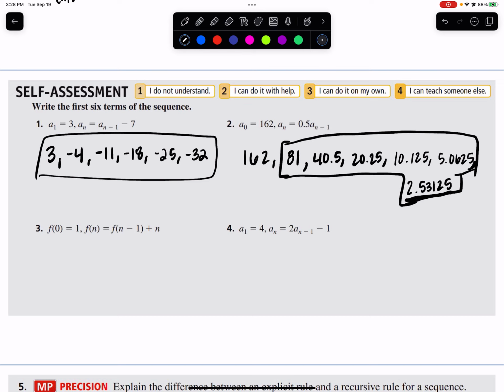All right, number 3, again, f of 0 equals 1, so that's not my start. My start of my sequence is going to be the next number. But I'm noticing that this one's a little weird. This is saying that each term is my previous term plus the position that I'm in. So if I take my previous term 1 and I add, which I'll make a little table here to make it a little easier.